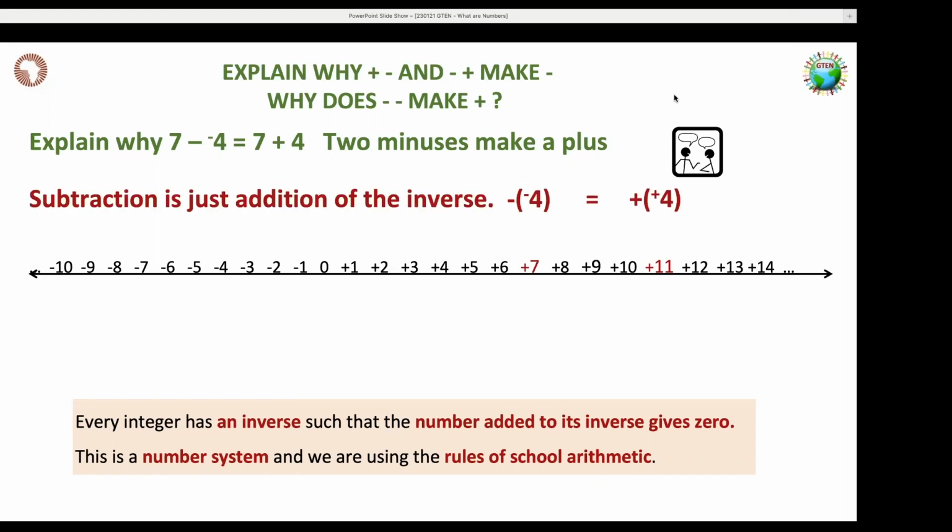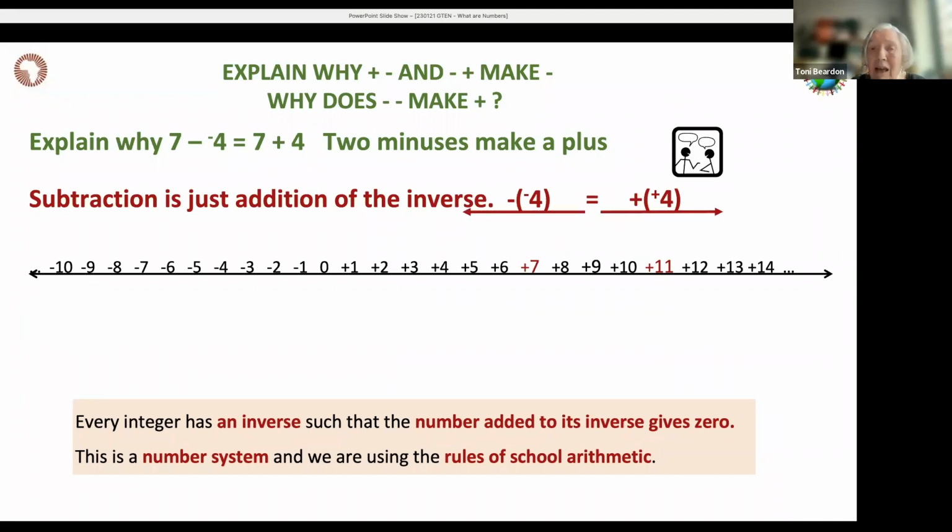Right, so subtraction is just the addition of an inverse, the additive inverse, okay? And so taking away -4 is the same as adding +4. We've just seen that.